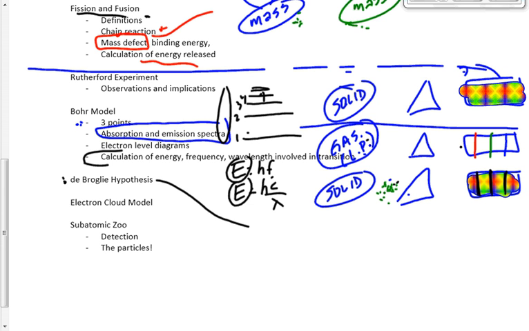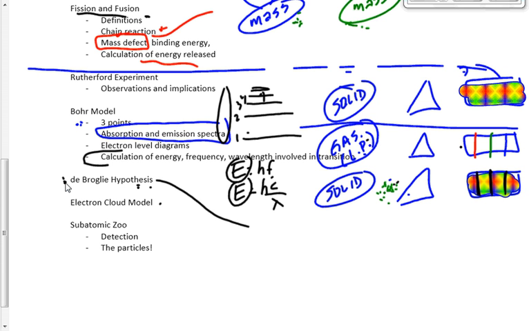We talked about that right now. I used to do the de Broglie hypothesis earlier on, back in our EMR unit. But then I changed it to introduce it just at the very end of the year, just before the electron cloud model, because to me it kind of goes with the electron cloud model, right?